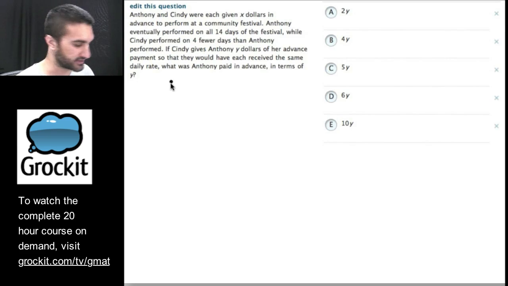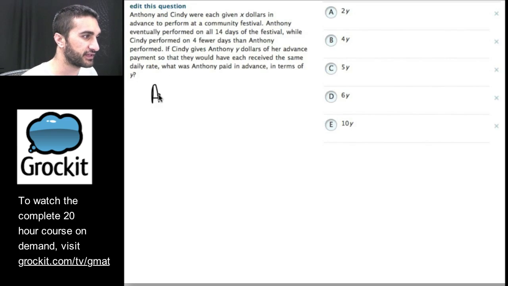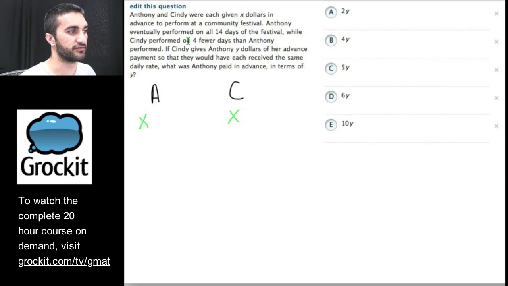Let's break it down into pieces and pull the language into some information that we can manage more effectively. So we have Anthony and we have Cindy. They were each given X dollars in advance to perform at a community festival. Anthony eventually performed on all 14 days, while Cindy performed on 4 fewer days than Anthony. They could have just told us 10 days, but they said it this way instead.